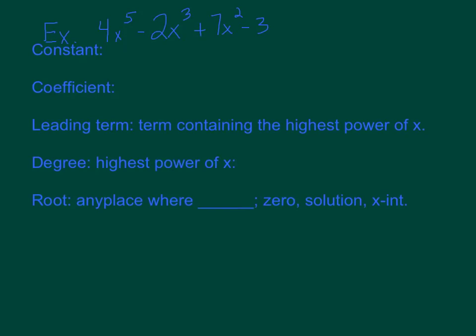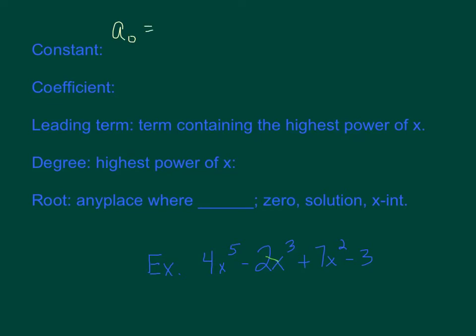If, for example, you had this polynomial right here, 4x to the fifth power minus 2x cubed plus 7x squared minus 3. If you were to label these vocab terms, the constant is a sub 0. It's the last term, which in this case is negative 3. It's the term that does not contain a variable. The coefficients are all the a sub n's: a sub n minus 1, which is the second one, a sub 2, which is the third to last one, a sub 1, etc. Those are the coefficients.